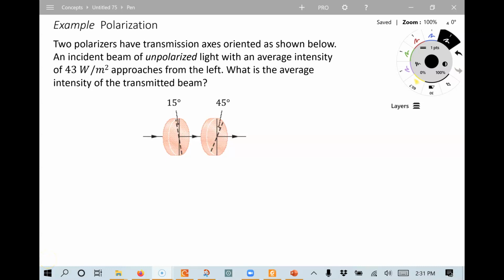Hi, this is an example problem on polarization from chapter 24. Pause for a moment to read the question.